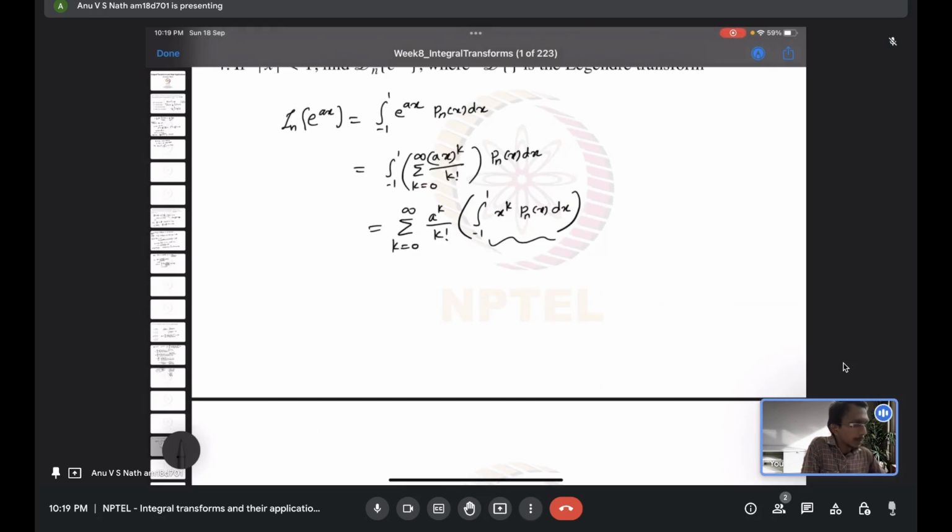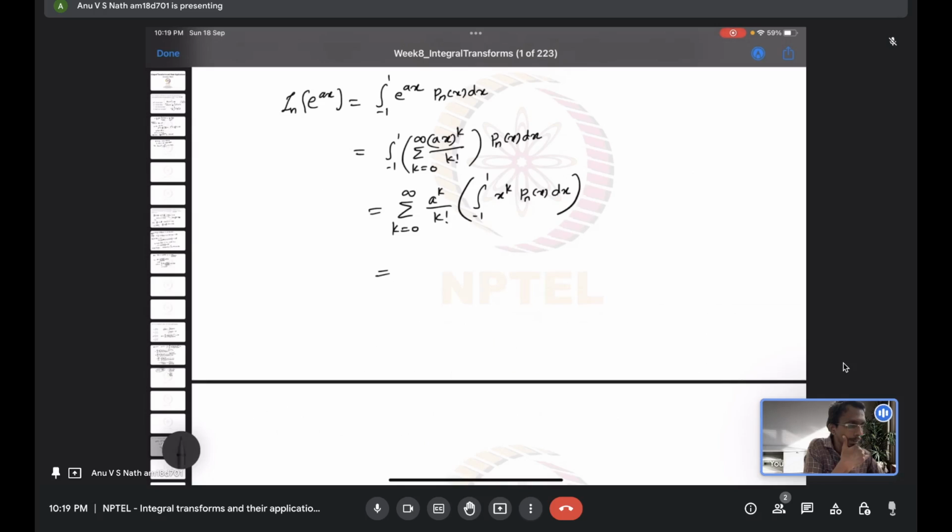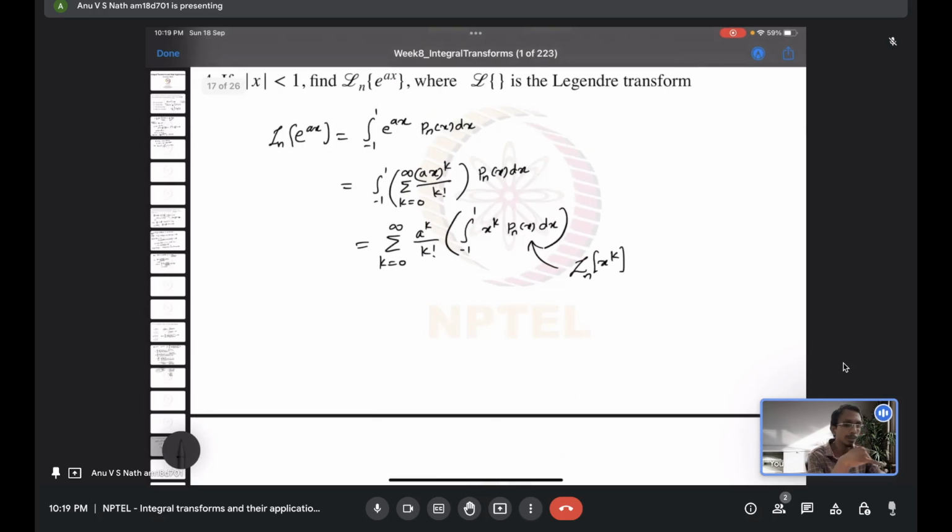Okay, so this we know from the earlier problem. Now we don't know, because we have found the specific case when k is equal to n. So this is actually the nth order Legendre transform of the function x raised to k. But we have found something when k is equal to n. The solution we found to be equal to n factorial.